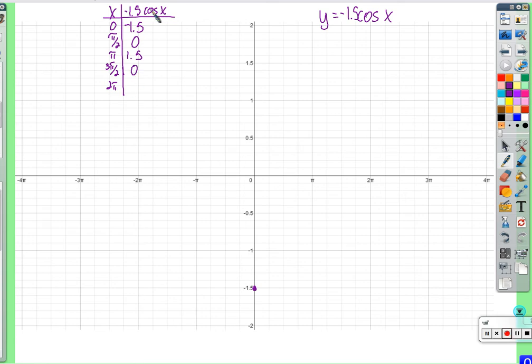2 pi, cosine of 2 pi is 1, times negative 1.5, negative 1.5. So 0, negative 1.5. Pi over 2, 0. Pi, 1.5. 3 pi over 2, 0. 2 pi, negative 1.5, and it starts over again.